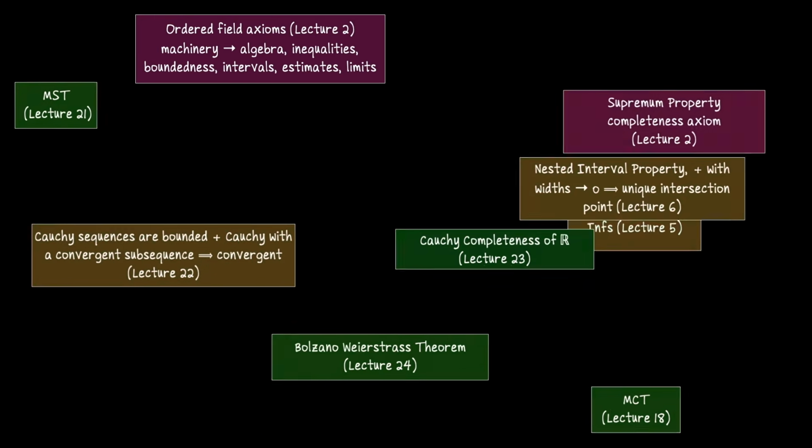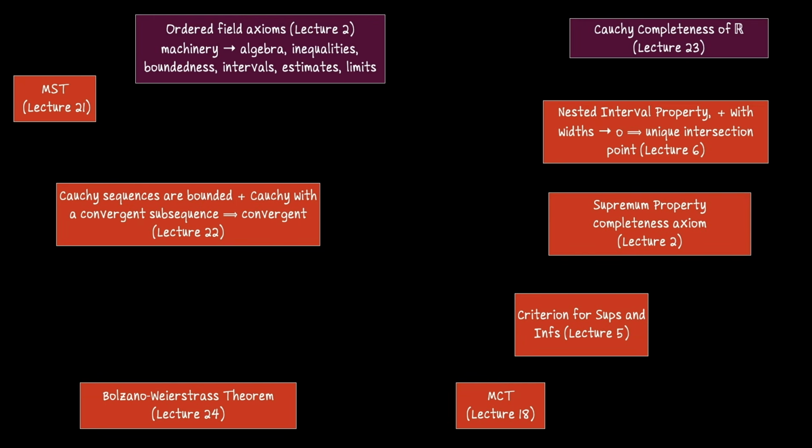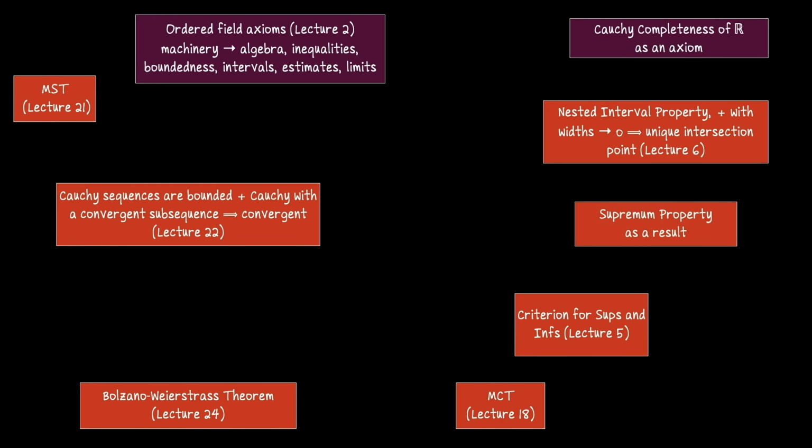Okay, now let's look at a kind of radically different arrangement of real analysis. You'll notice in this diagram that I've moved the supremum property down and Cauchy completeness up. That's because I'm going to switch their roles. Another axiomatic structure for the real numbers keeps the ordered field axioms, but says, let's call the completeness property the Cauchy Criterion.